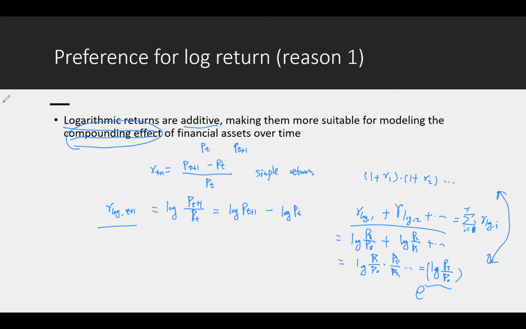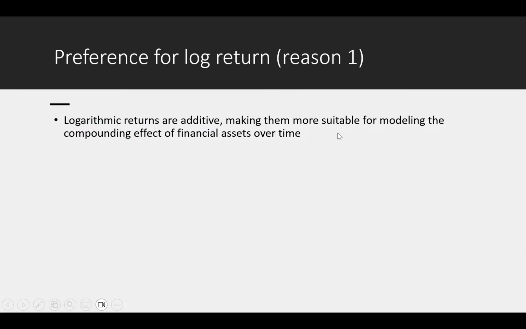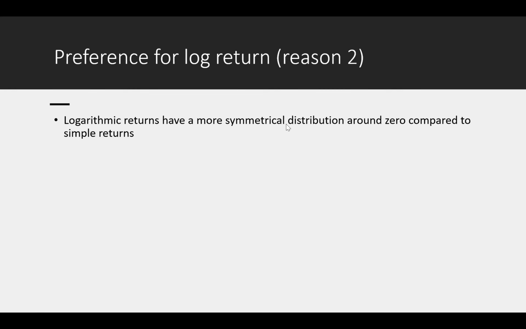So let's look at the next point. The next point says, if we use log return, then they have a symmetrical distribution around 0 compared to simple return, right? And this symmetry essentially describes a scenario where the price goes from, say, P of t, and then the next day it goes to P of t plus 1, and then the following day it goes back to P of t.